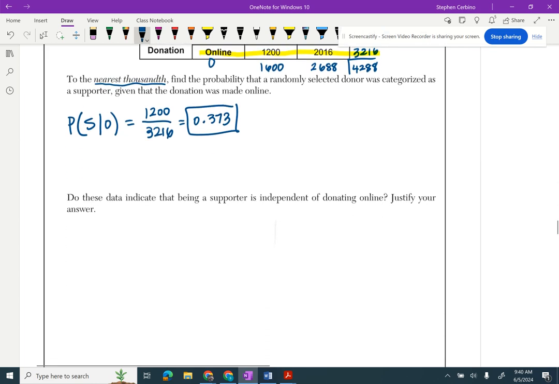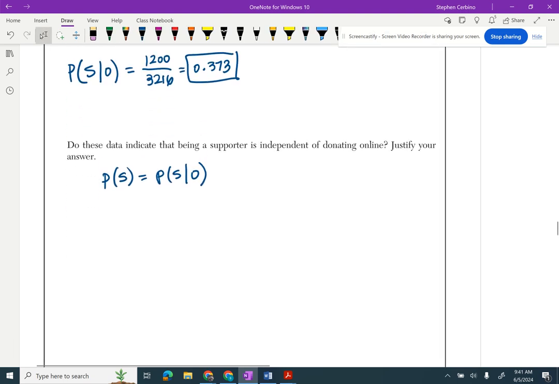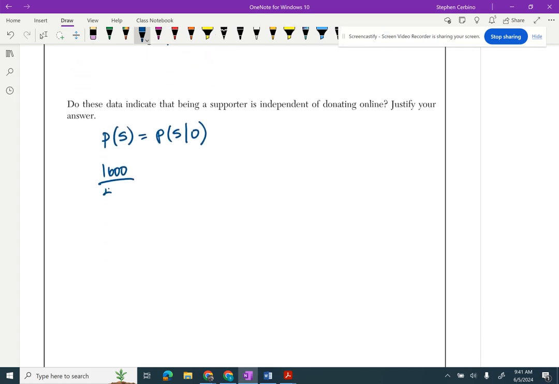The next part asks, do these data indicate that being a supporter is independent of donating online? Justify your answer. So to determine independence, you need to see, is the probability of being a supporter affected by making an online donation? So we're going to test the probability of just being a supporter against the probability of being a supporter given an online donation. So the probability of being a supporter would be out of the whole table. So there are 1,600 supporters out of a total of 4,288 people. We already know the other answer is 0.373 because we got it in part A.